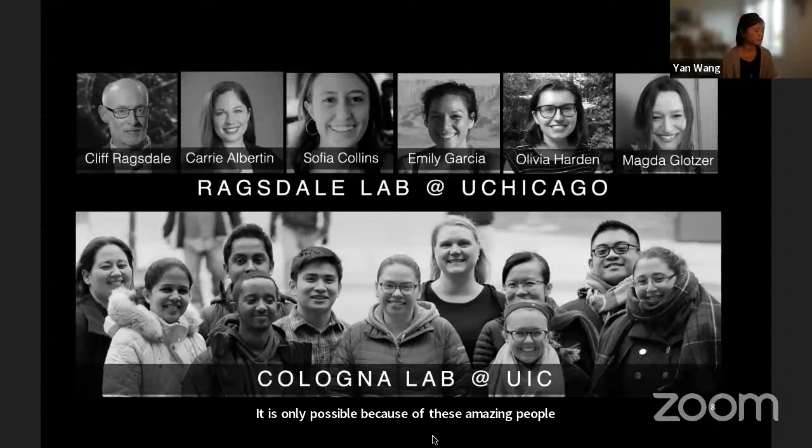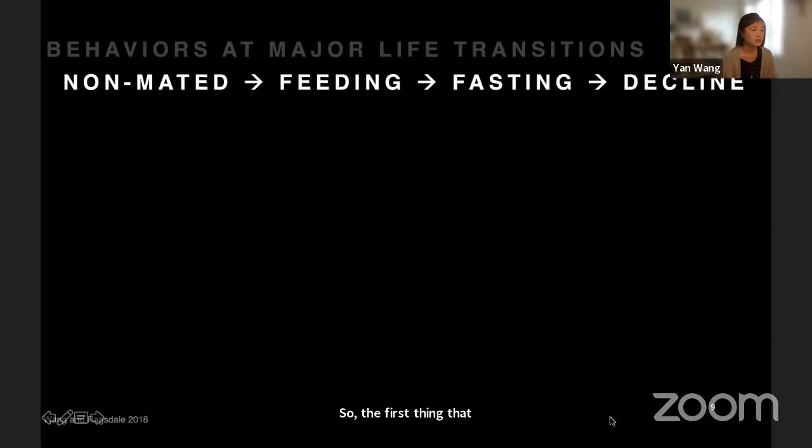So the first thing that I wanted to do was to be able to study maternal behaviors and adult octopus behaviors in the lab. So we brought in a bunch of octopuses from California, took a ton of video, observed the behaviors, and ultimately we classified adult behaviors into four stages: non-mated, so before they reproduce, and then three stages of maternity: feeding, fasting, and decline. So I'll show you some examples of these now.